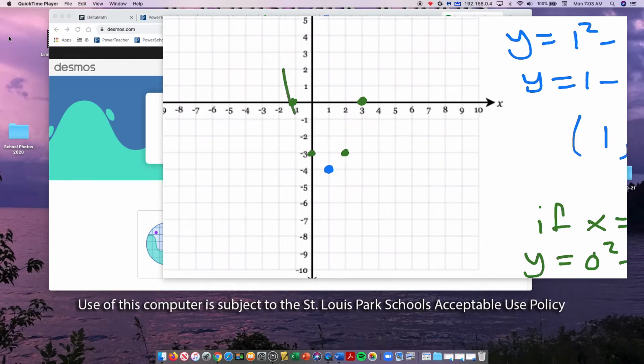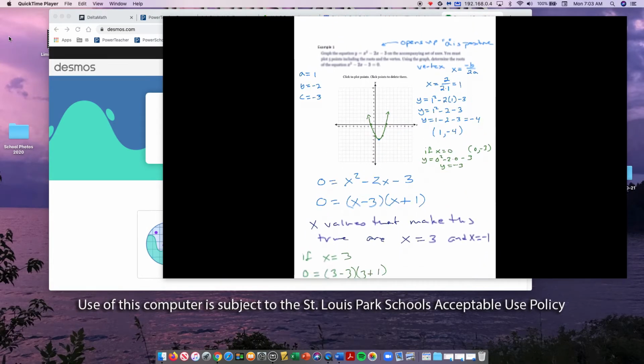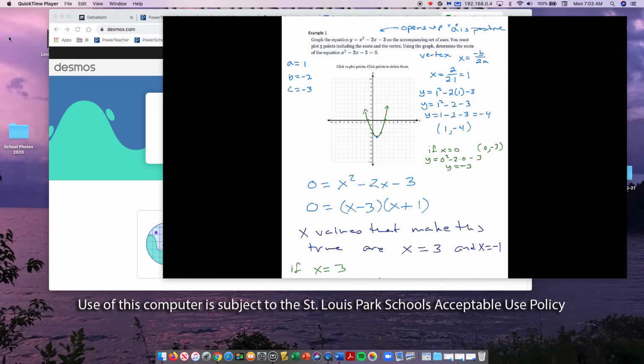And then when you do that on Delta Math, it'll draw the rest of it. So you'll have to do some problems like that. Go back to those and check those out and see what you can come up with, or see how you can do on those.